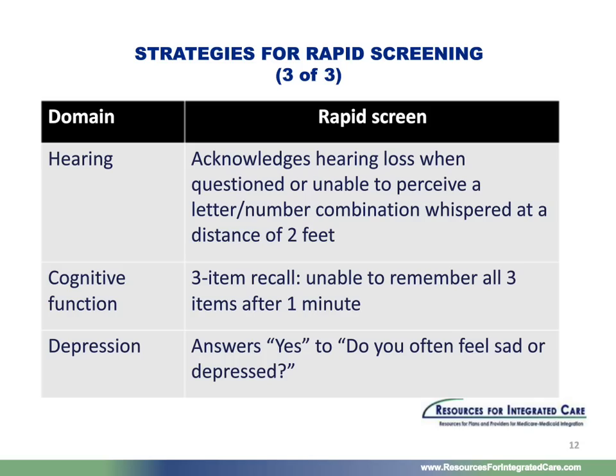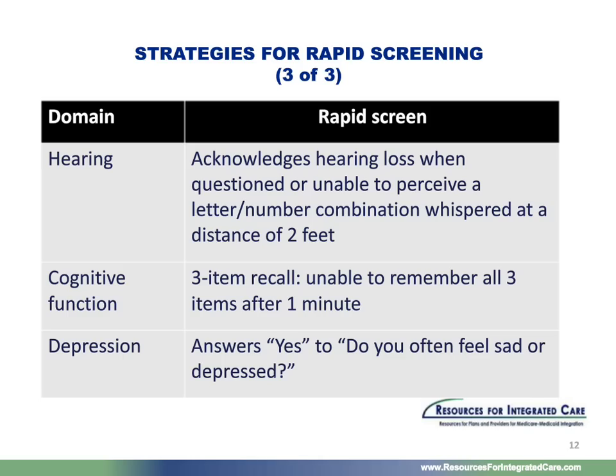For cognitive function, the best simple single screen is the 3-item recall, in which you give your patient 3 words, such as apple, table, penny, and a minute later ask them to repeat those. And if they're unable to remember all 3 of those items after 1 minute, that would be an abnormal screen and would lead to more complete cognitive evaluation.